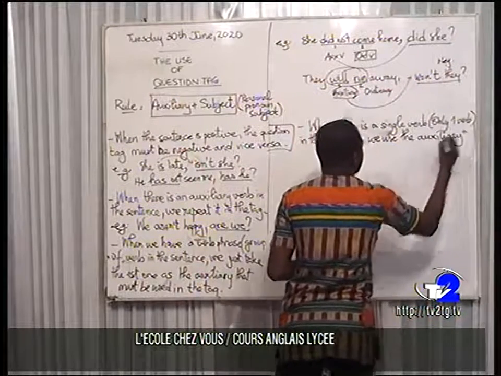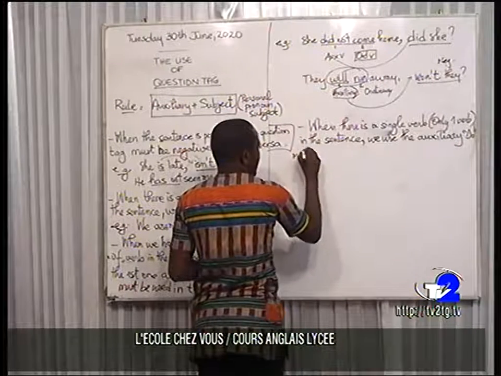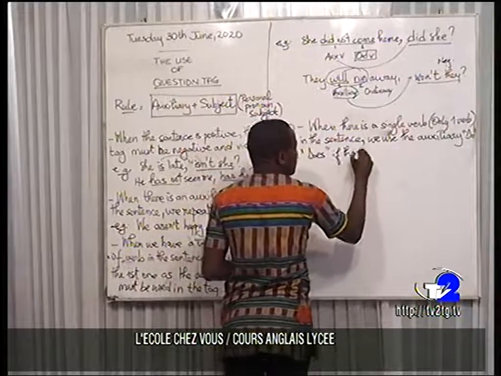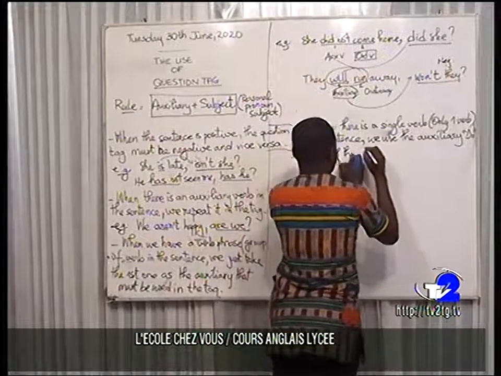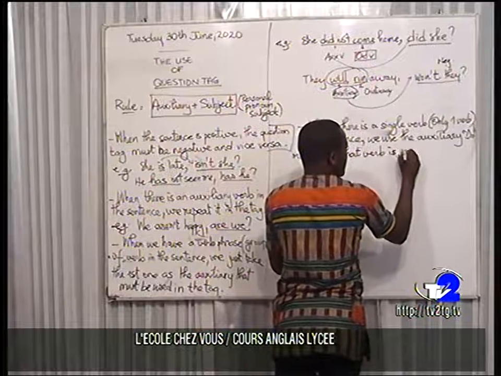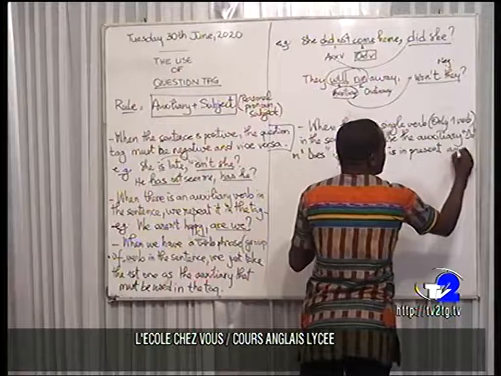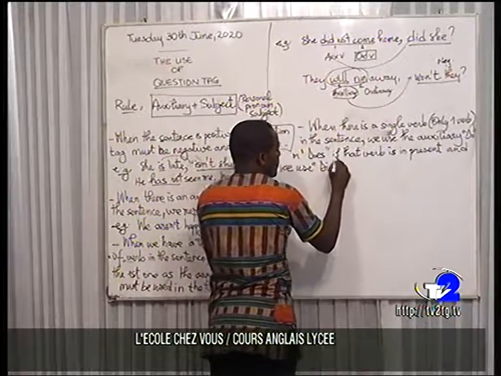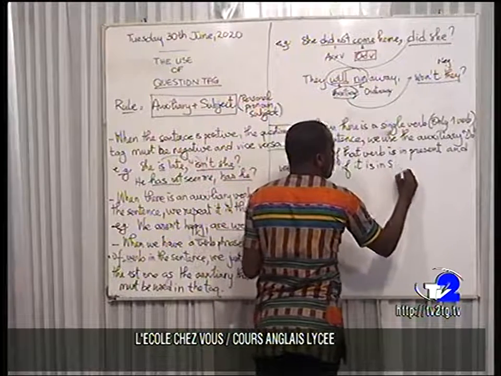We use the auxiliary do or does if the ordinary verb, if that single verb is in simple present, of course, and we use did if it is in simple past.